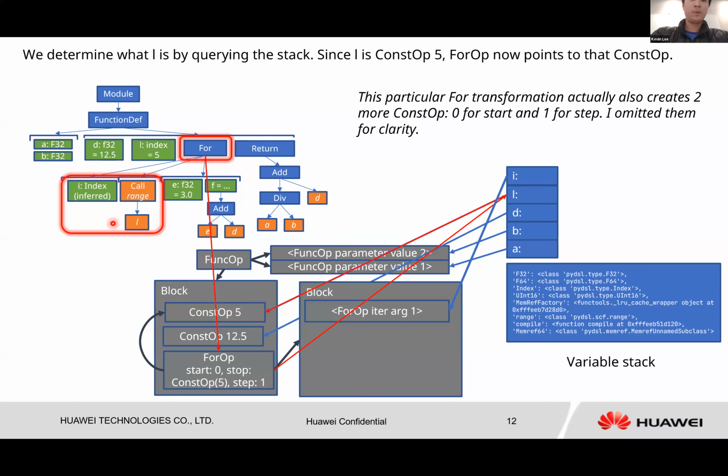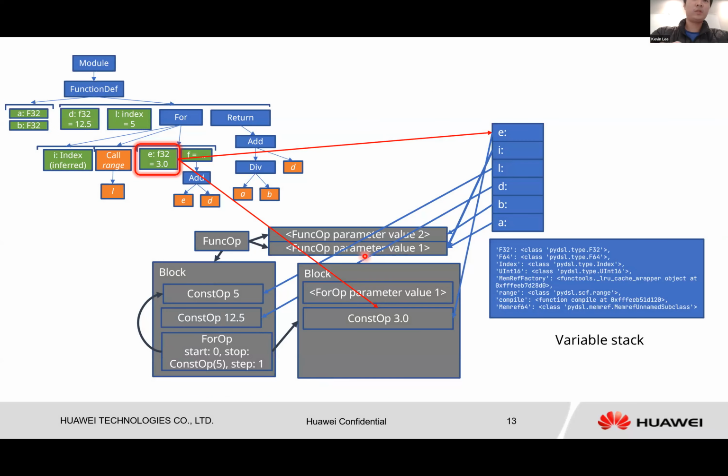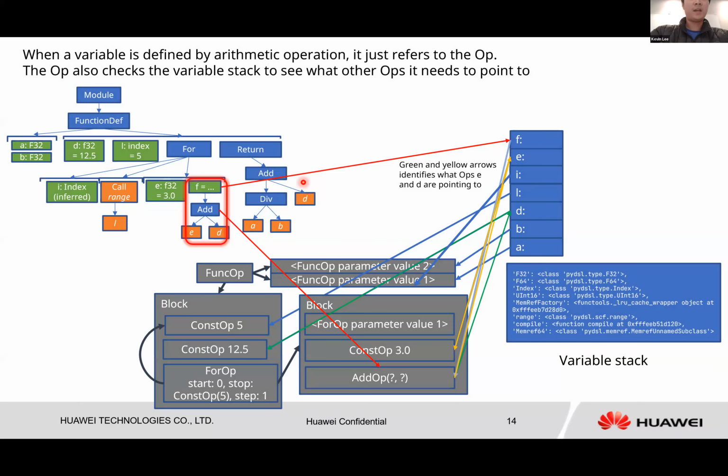And all this is being referred to. The iterator variable is being referred to by I inside of this new block that we created for the for loop. We just iterate through the body. The E, very similar process that we have seen earlier, so I'm just going to skip that.